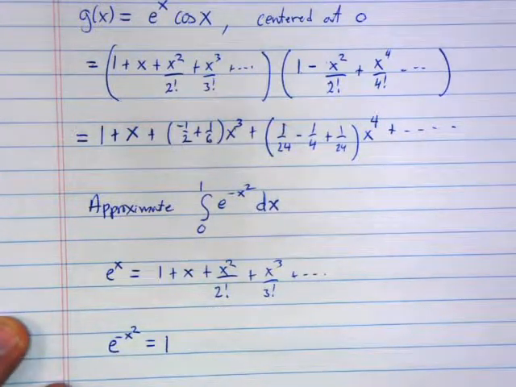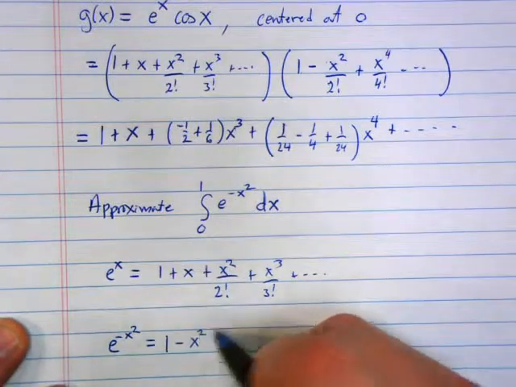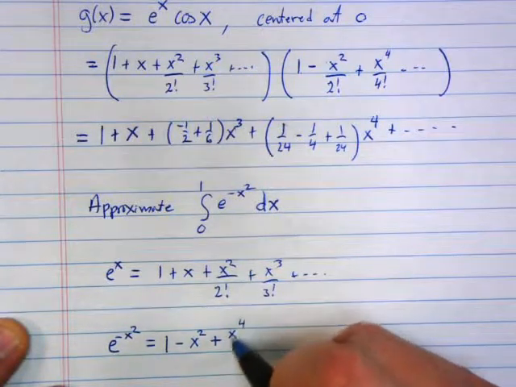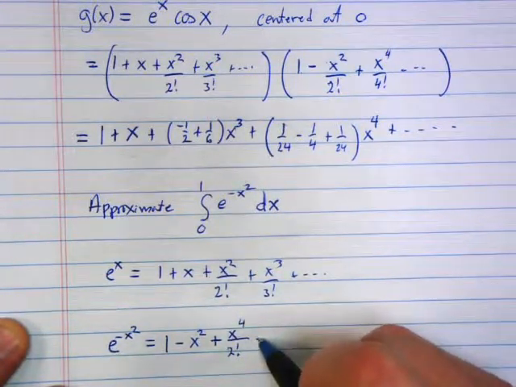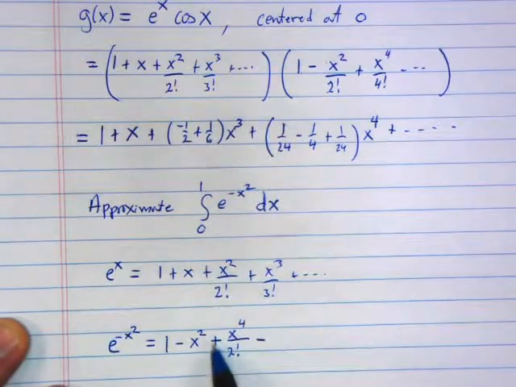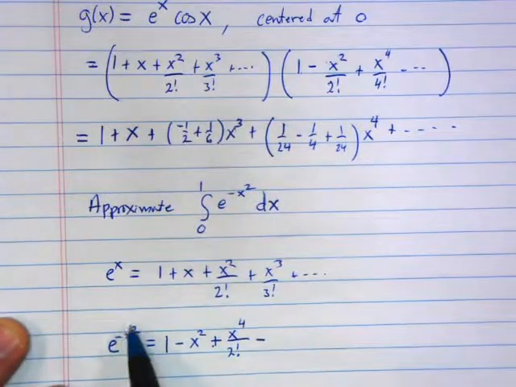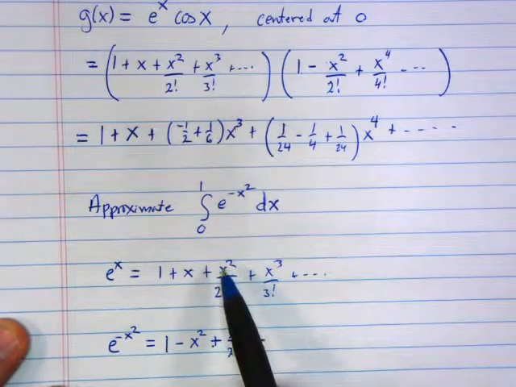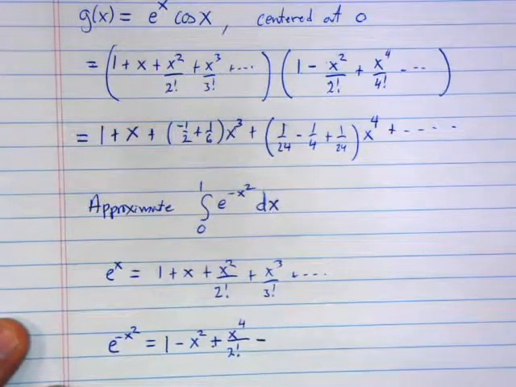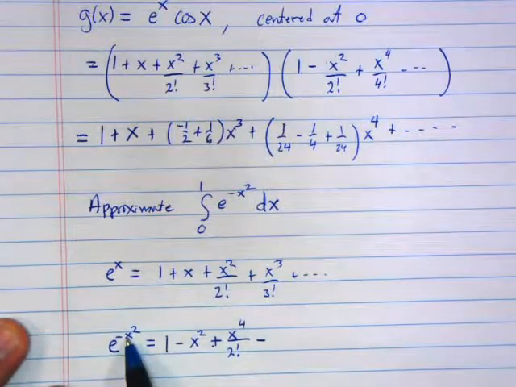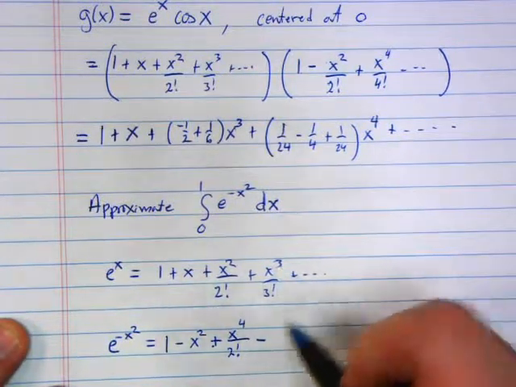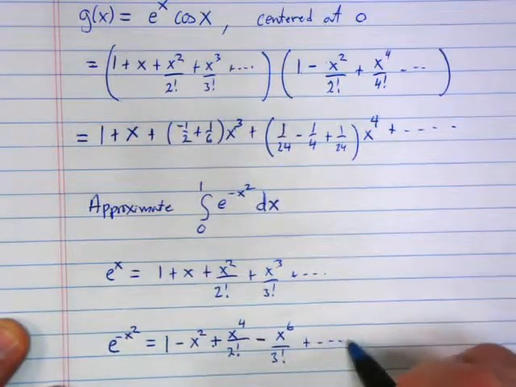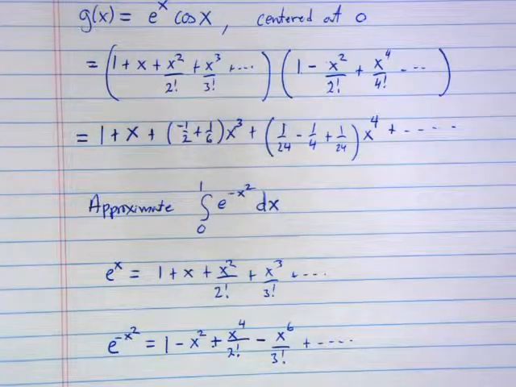1 minus x squared plus x to the 4th over 2 factorial? Would that be negative? Which one, this one? Yeah. No, this one would be positive because I'm taking negative x squared and plugging it in. And when I take negative x squared and I square it, when I square a negative, it turns into a positive, so this one's going to turn into an alternating series. When I take negative x squared and plug it in there, I get negative x to the 6th over 3 factorial plus on and on and on.